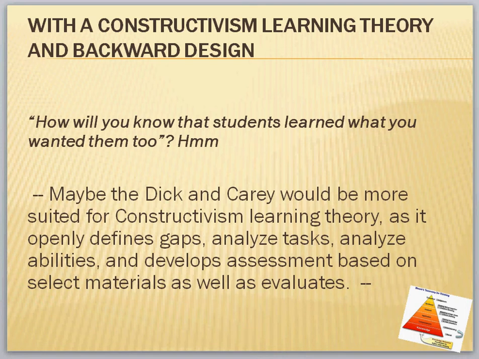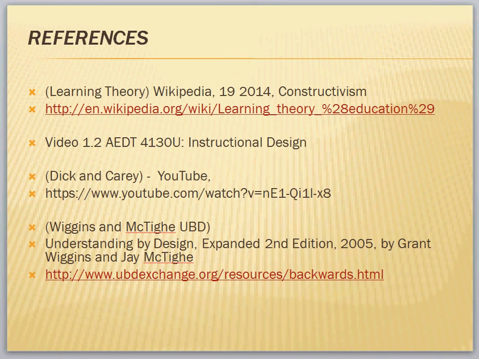So with a Constructivism learning theory and a backwards design, how will you know what the students learned, what you wanted them to? Well, I'm not quite sure this is going to be possible with this learning theory and this design approach. So I'm wondering if maybe the Dick and Carey would be more suited for Constructivism learning, as it openly defines gaps, analyzes tasks, analyzes abilities, and develops the assessment based on the materials, following with the evaluation. So basically at this point, I am still undecided which design model I like most, as there are such big and subtle differences between the two.